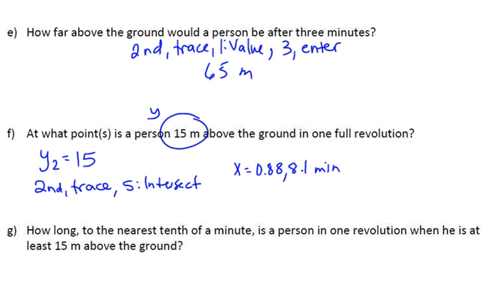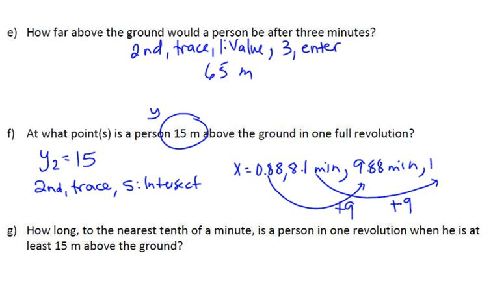How long does it take to do another revolution? What was our period? How many minutes? 9 minutes. So to get the next one, we could just add 9. Just 9 minutes, it'll go around again. So 9.88 minutes, it'll reach that spot again. And then add 9 again. 8 plus 9 is 17.1 minutes. So once you get the first two, we know those are repeating every 9 minutes because that's our period. That's how long it takes to go once around again.